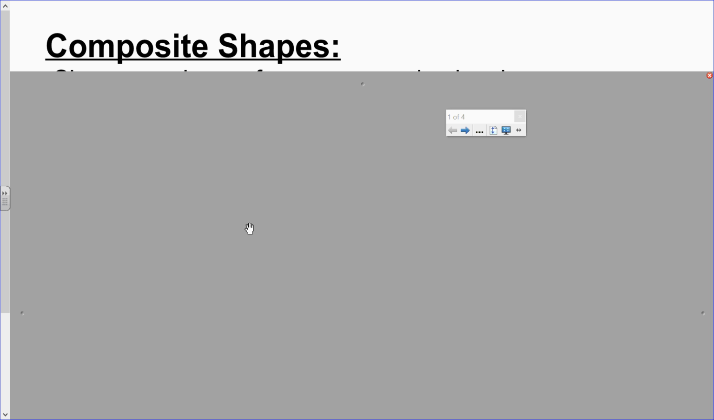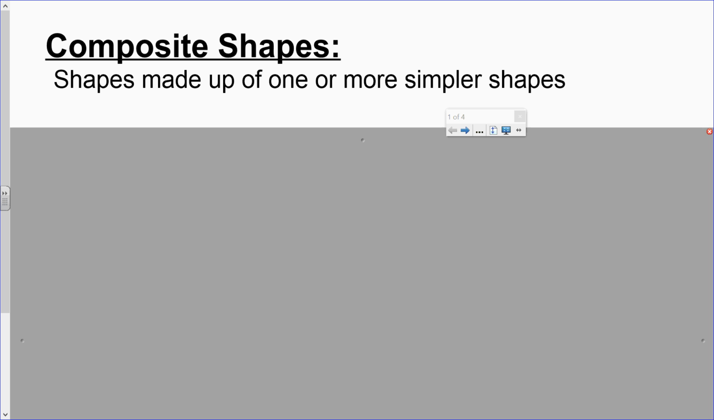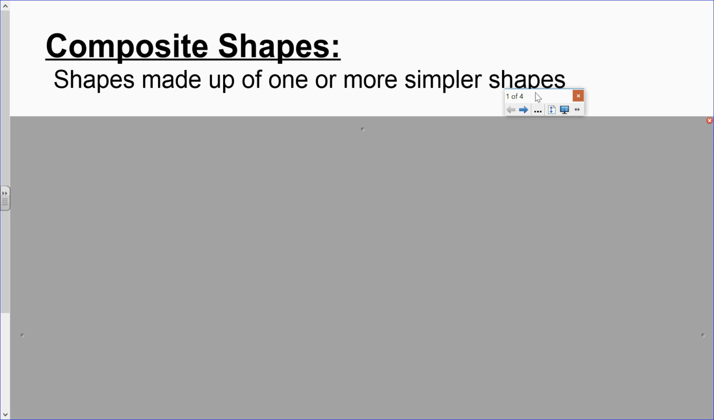What is a composite shape? Here we go. A composite shape is this. Shapes, write this down. Shapes made up of one or more simpler shapes. As simple as that. Shapes made up of one or more simpler shapes.